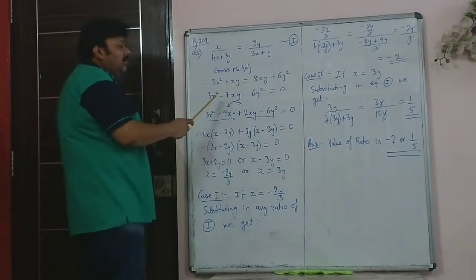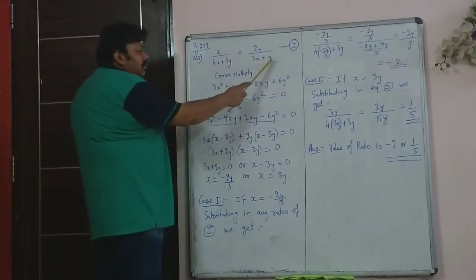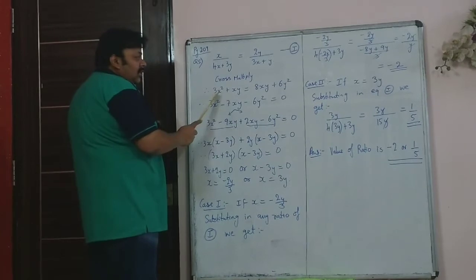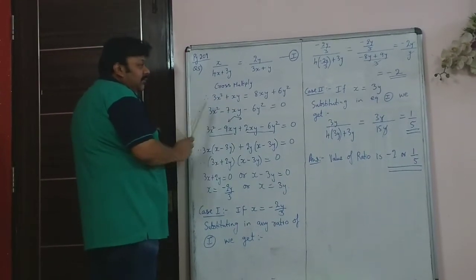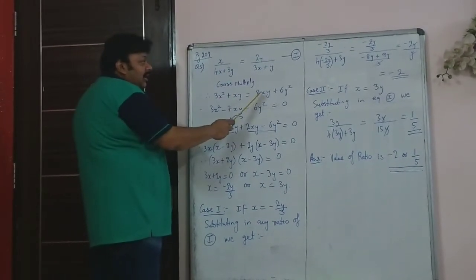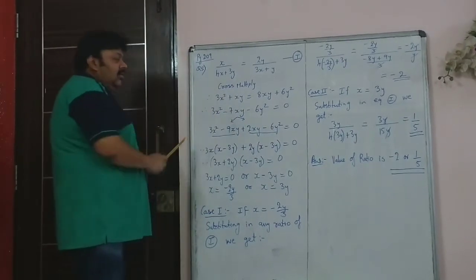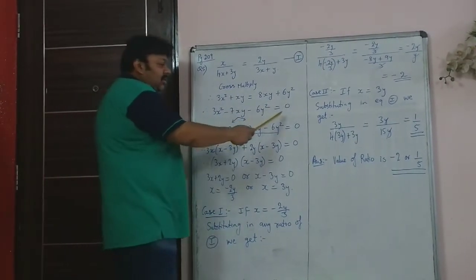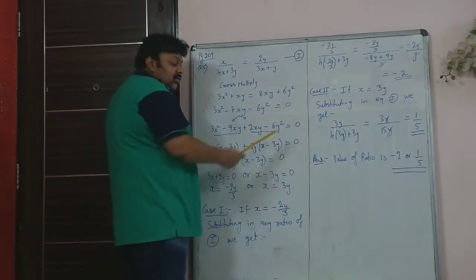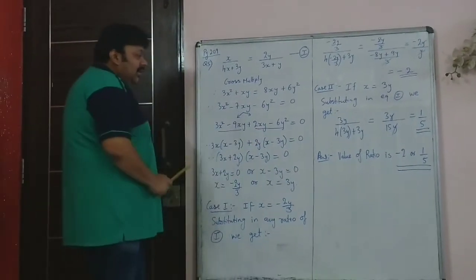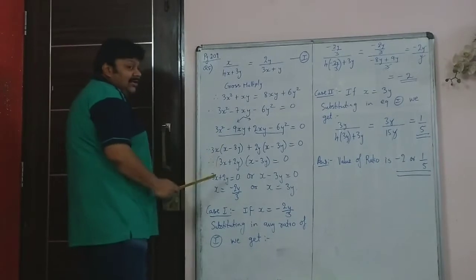Once you cross multiply x with 3x plus y, you will get 3x squared plus xy. And the other side you will get 8xy plus 6y squared. Now you make it in the form of an equation equal to 0. So then the middle term you have to split and factorize it.